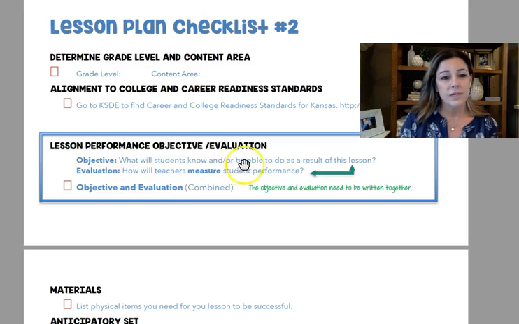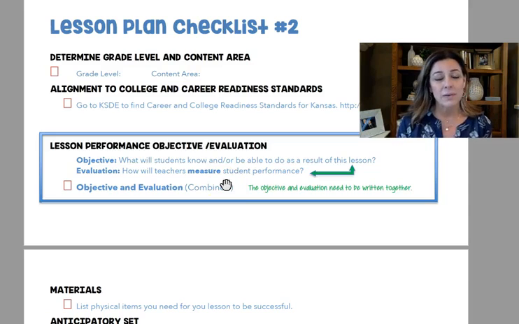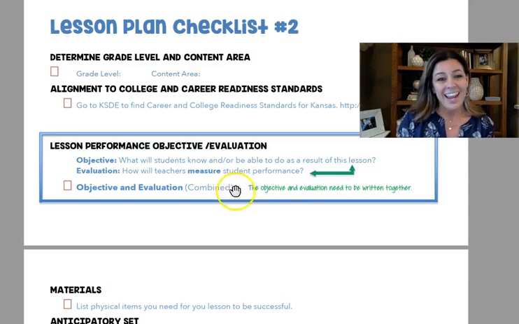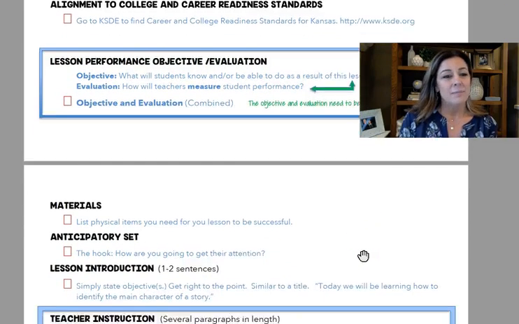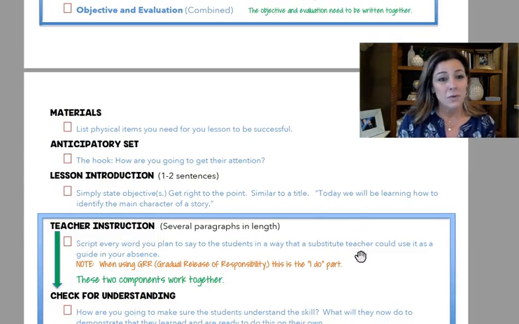So again, what do you want your students to know how to do or be able to do as a result of the lesson? And how will you measure and make sure that they can do it? Now you need to use some kind of a verb. They need to be doing something that you can actually see them doing. And I have some little notes here along the way to point out that these do need to be written together.